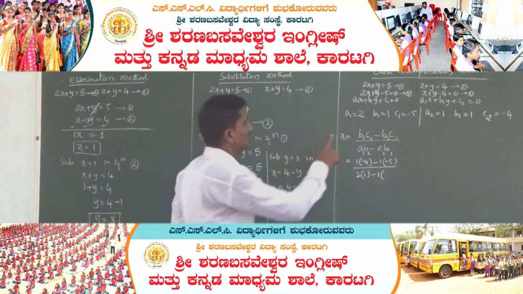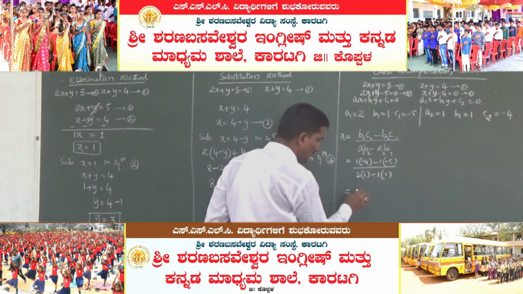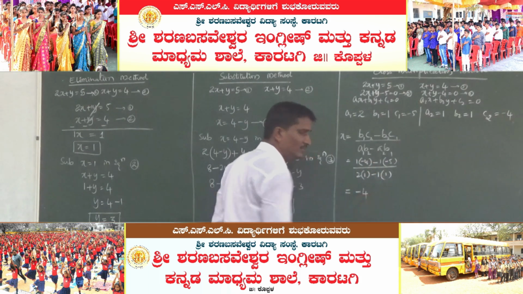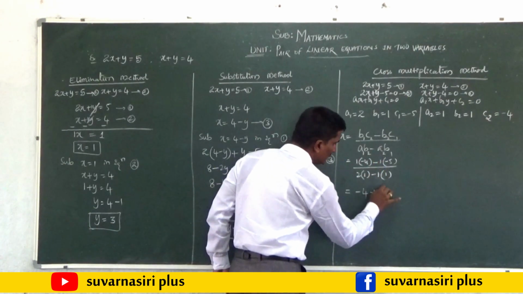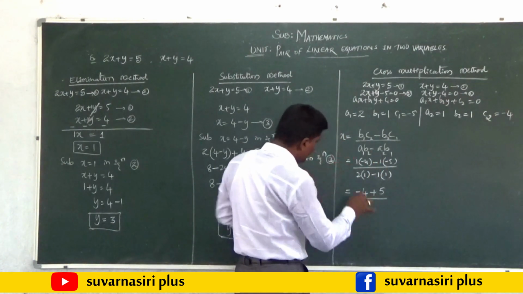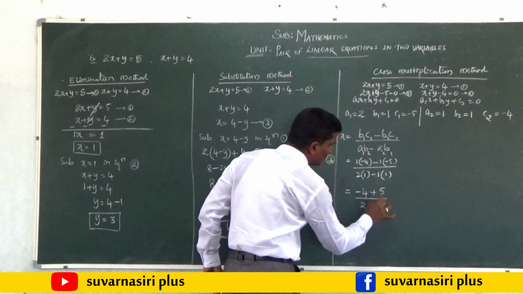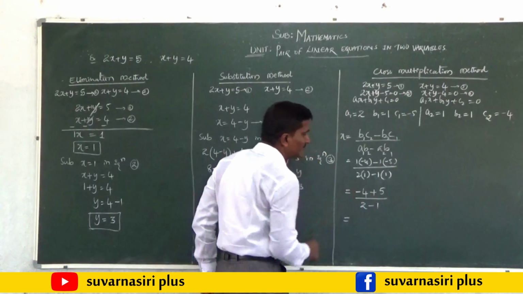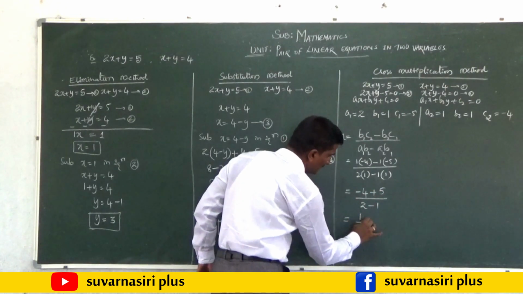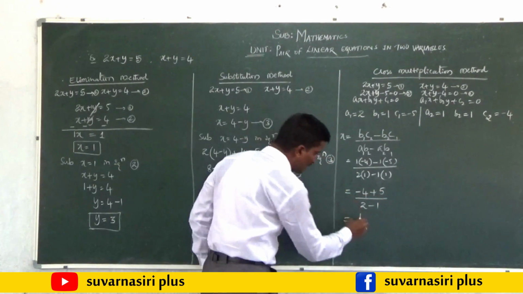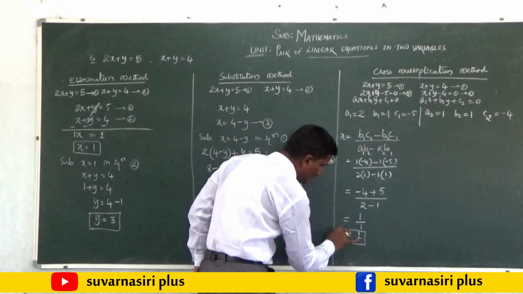Then you have to simplify. Plus into minus, minus 1 4 is minus 4; minus into minus is plus, 1 5 is 5, by 2 1 is 2, minus 1 1 is 1. Minus 4 plus 5 is 1, and 2 minus 1 is again 1. So 1 by 1 is equal to 1. That is only the x value. Still you have to find y.